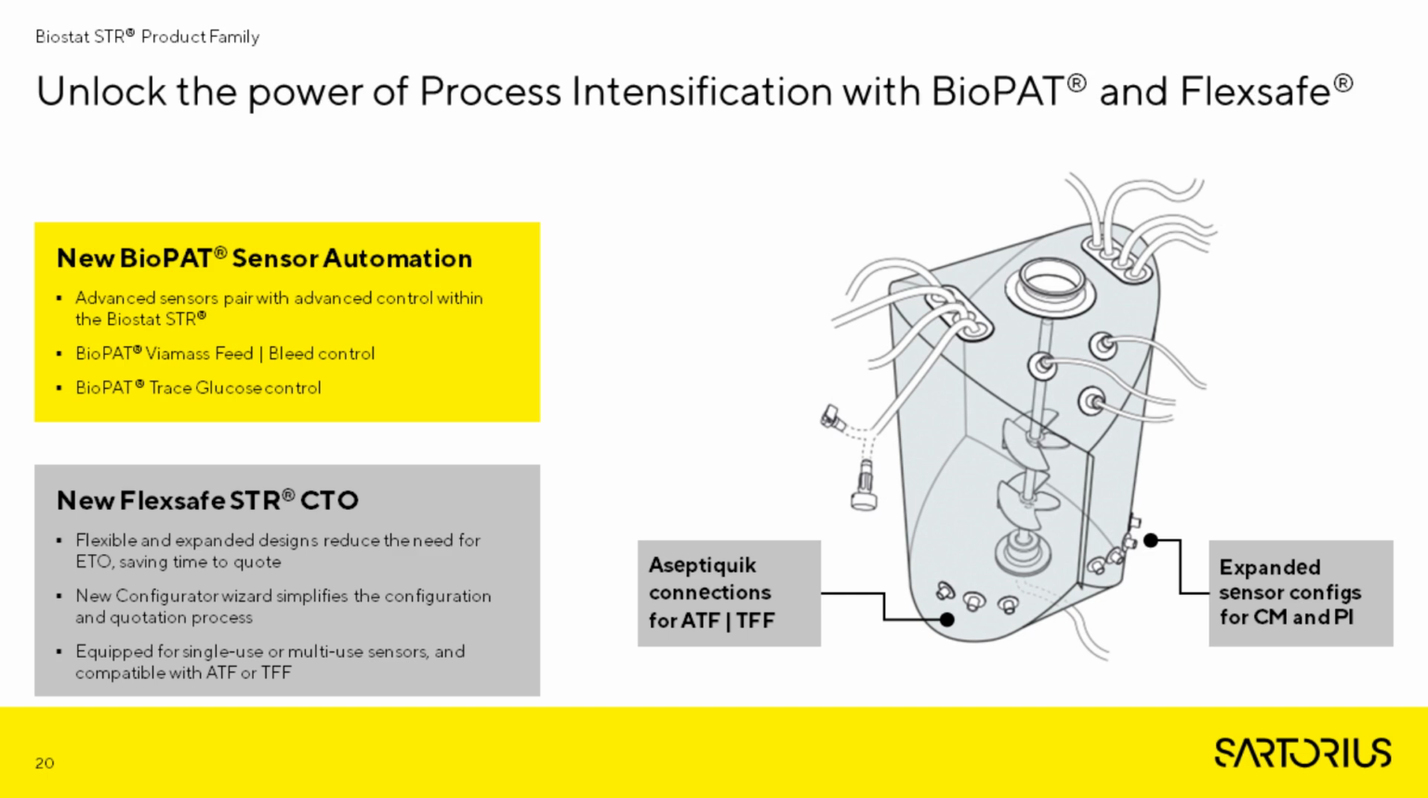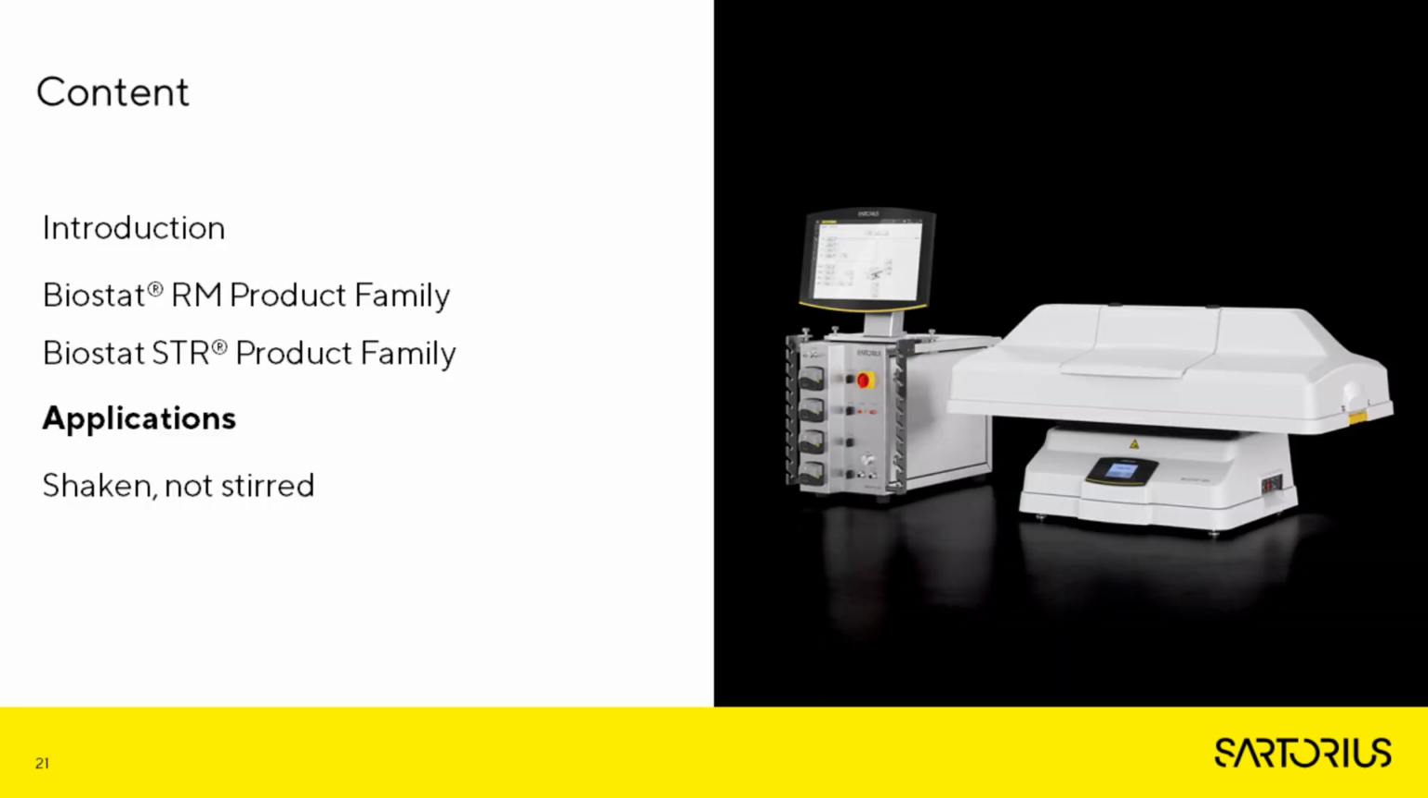And furthermore, to enable even intensified processes, you also have with SDR the possibility to add additional sensors to the FlexSafe bag. For example, the BioPAT Biomass, where you can control even the feed or the bleed into your cell culture, or the BioPAT Trace, which allows you to monitor the glucose concentration to maintain a healthy metabolic state during the cultivation. And also here, customized SDR FlexSafe bag designs are available.